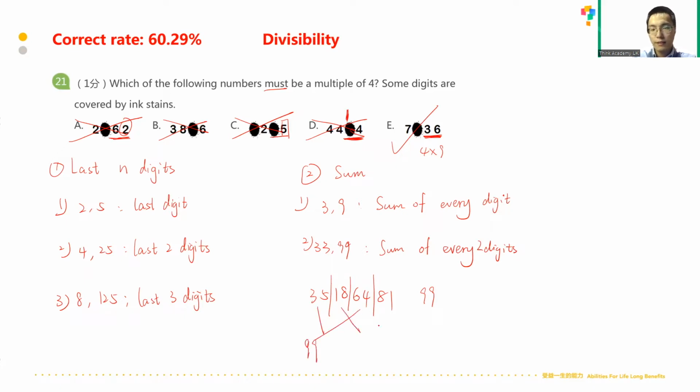And then we also have 18 plus 81, which is 99 as well. So 99 plus 99 is definitely a multiple of 99. So it is divisible by 99. That's how we do it.